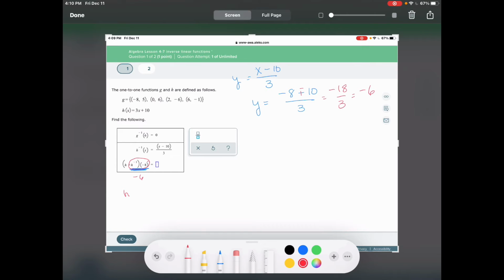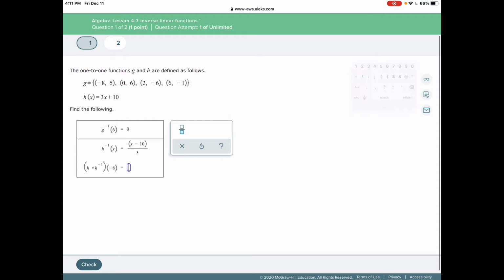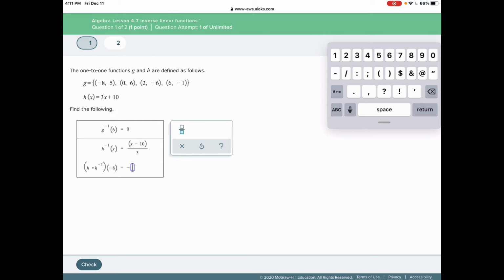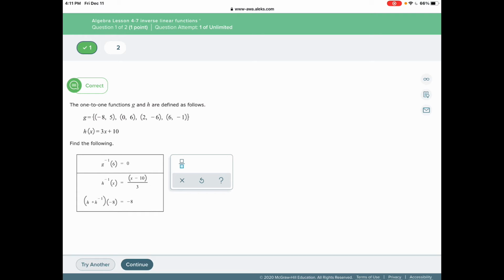So now I'm just finding the h of negative 6. Okay, so the h of negative 6 means take the h equation, which is 3x plus 10, and plug in a negative 6. 3 times negative 6 plus 10 is negative 18 plus 10, which is negative 8. Okay, so that very last one should be negative 8. Check. All right, was happy with that. I didn't have to rearrange that one equation.